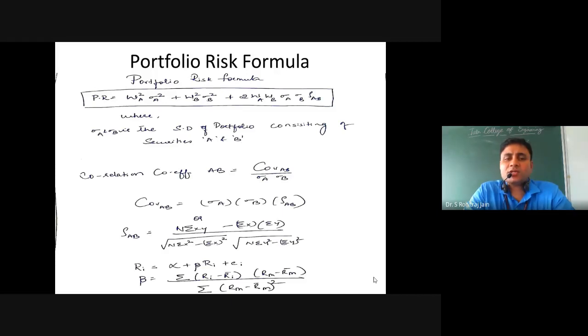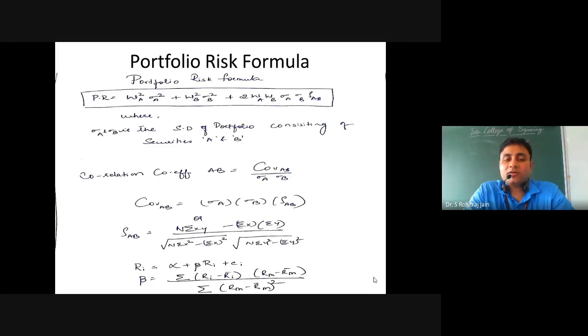So what is correlation coefficient of AB? It is equal to covariance of AB divided by standard deviation of A into standard deviation of B. So how do I calculate covariance of AB? It is equal to standard deviation of A multiplied by standard deviation of B multiplied by correlation coefficient of A and B. Or yesterday we have solved one problem, right?